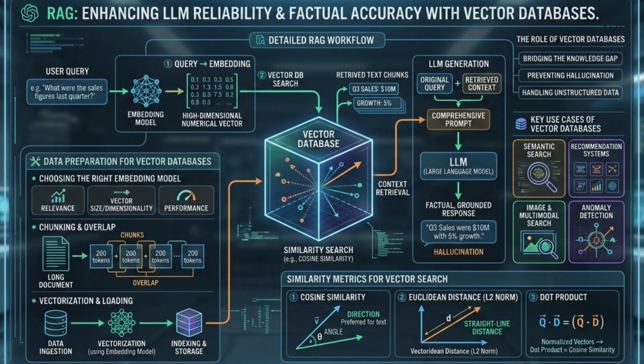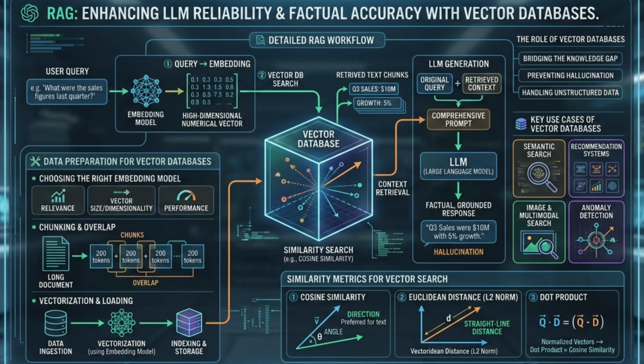Then let's talk about vectorization and loading. This is the final process of getting the data into a usable format within the vector database. The cleaned, prepared, and chunked data is fed into the pipeline. The chosen embedding model is used to transform each chunk or item into a high-dimensional vector. This vector is a numerical representation that mathematically captures the semantic content. The resulting vector is stored in the vector database.